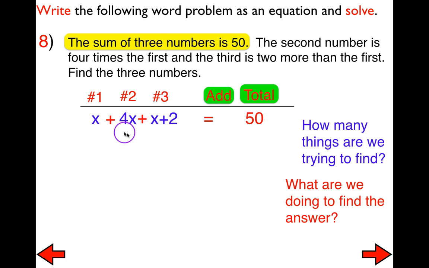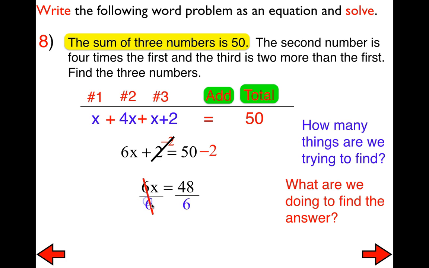I'm going to go ahead and simplify by combining like terms. 1x plus 4x is 5x, plus 1x is 6x. So I'm going to be left with 6x plus 2 equals 50. I'm going to get rid of my constant first, leaving me with 6x equals 48. I'm going to get rid of my coefficient by dividing both sides by 6, and I'll be left with x equals 8. Now once more, I'm not done.